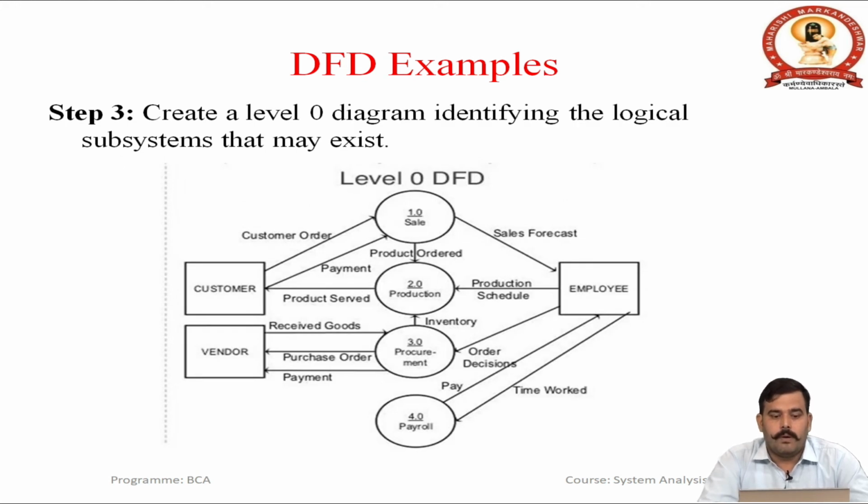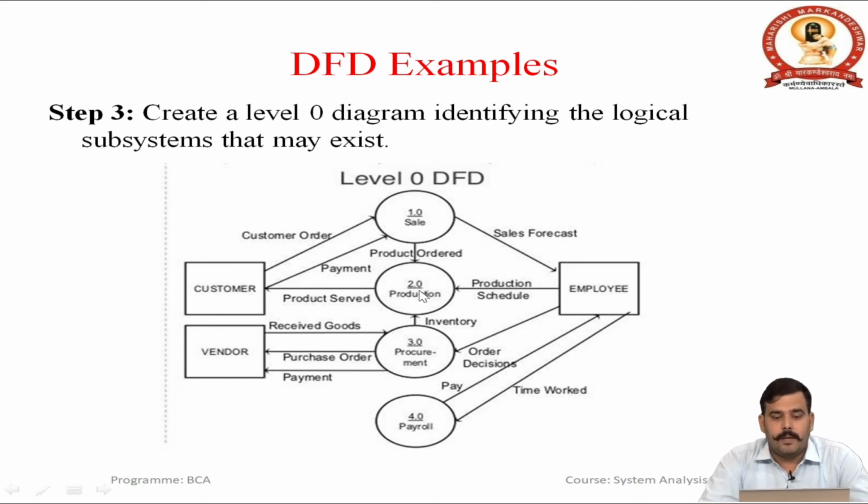Now, what are we doing? We are creating the level 0 diagram for identifying the logical subsystems that may exist. For the customer, we can have a different module, the sales. The customer can place the order through the sales module and make the payment in the same sales module. An employee can take the sales forecast on the basis of the previous sales, finding the trends.